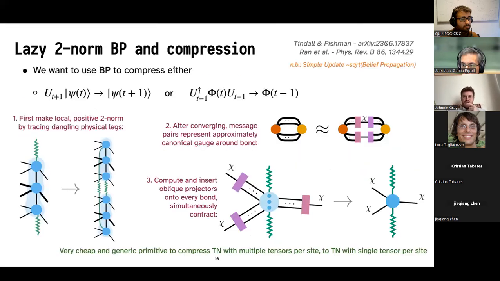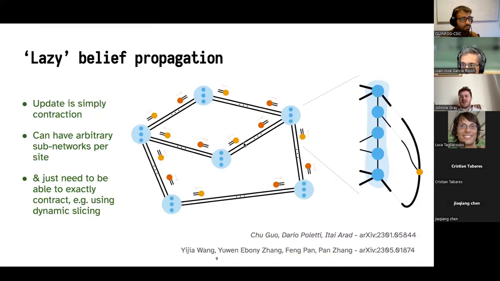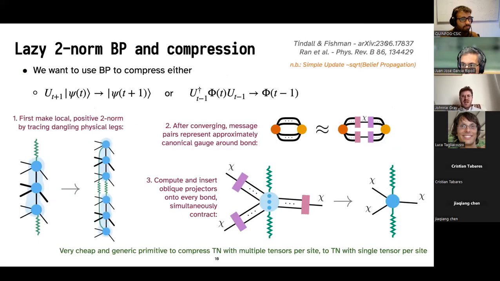So just to get a bit more specific about how we use this to do the compression, imagine we have our PEPS and we now compose it with the next layer of gates. So we have a kind of two-layer object. And what we want to do is find the next PEPS representation at some lower bond dimension chi.